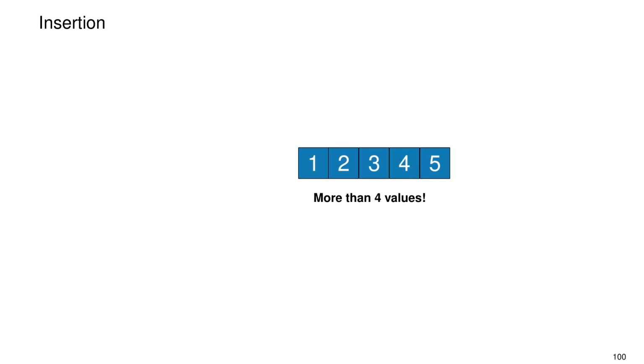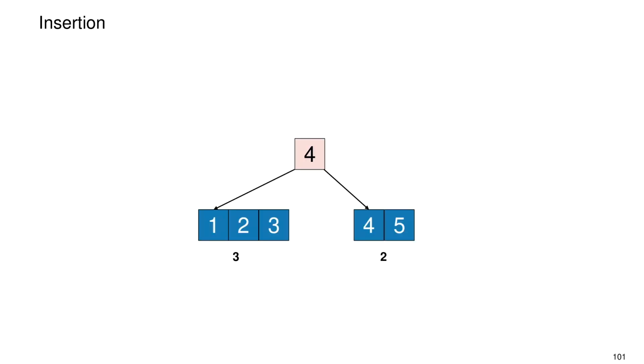What do I do? I split it. There you go. Now the rule is fixed. I again have between 2 and 4 values. I have 3 on the left and 2 on the right, so now I'm fine again. And the root has only 1 value, but again, that's the root, so it's allowed to have less. Everybody's following? Right. So now I'm inserting 6, 7, 8.